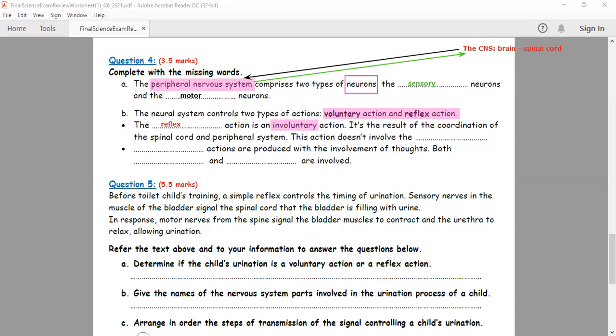It's the result of coordination of the spinal cord and the peripheral nervous system. I just said the peripheral nervous system is made of neurons only. So reflex actions are involuntary. You don't think about them. So which organ isn't involved in these kinds of actions since you don't think of them? The brain. The brain, bravo.